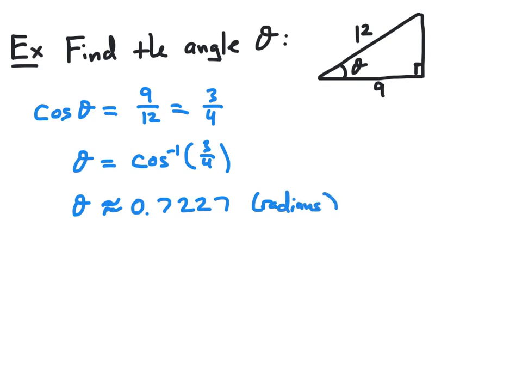And if we wanted the angle in degrees, we could either convert this to degrees, or we could use a calculator in degree mode, and we'd see it's approximately 41.4096 degrees. So depending on which unit you want to measure the angle in, we'd either get an angle of 0.7227 radians or 41.4096 degrees.